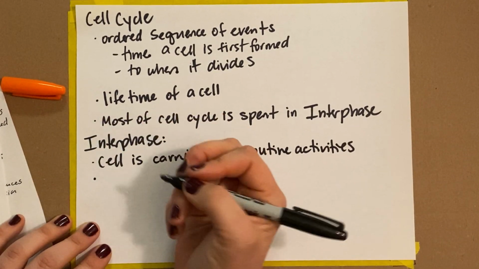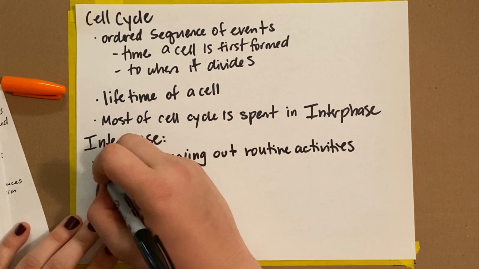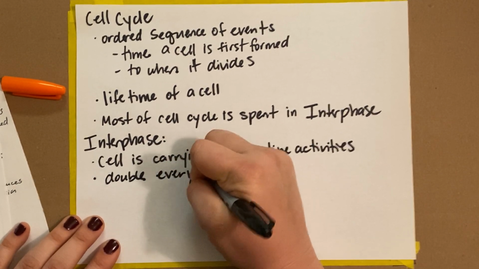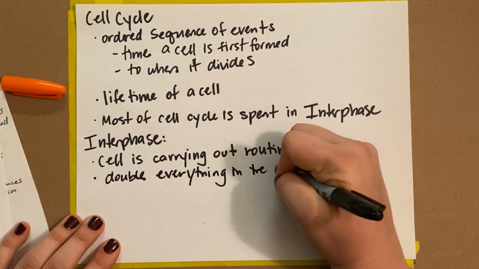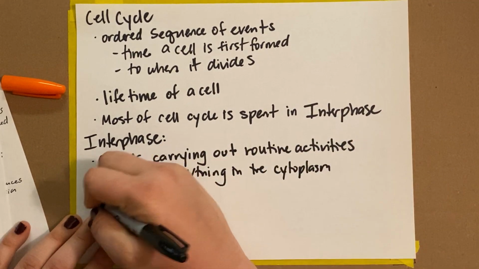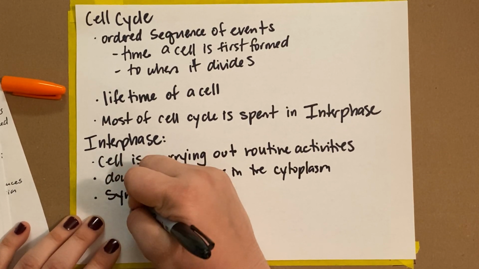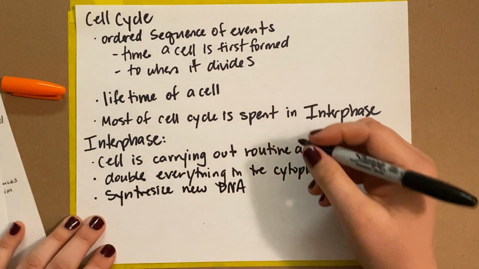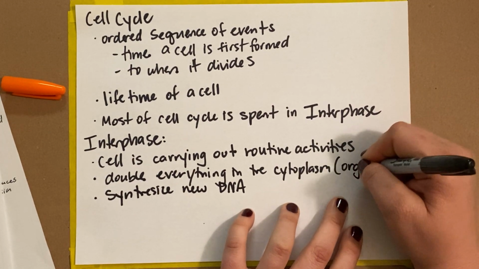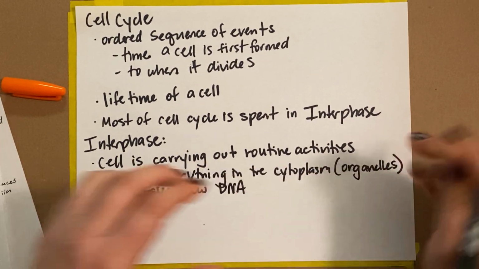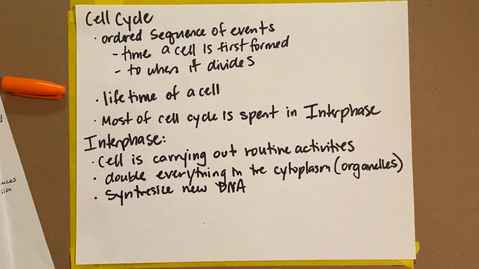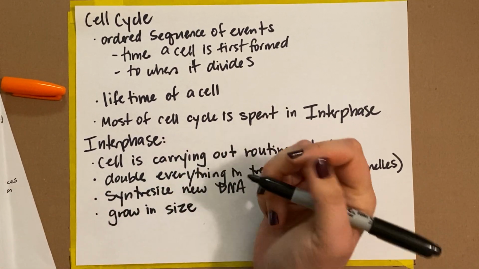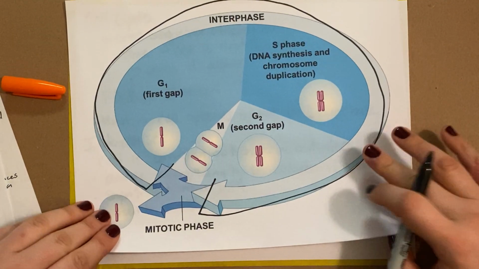Okay? It also, during this time, is going to double everything in the cytoplasm. It's also going to synthesize new DNA. Okay, so that DNA replication is going to happen. And when I say double everything in the cytoplasm, I should say organelles. Okay, because at the end of this, if you're going to have two cells, you need to have a mitochondria for each of the cells. Okay, and it's going to grow in size. So that is what's happening here, okay?